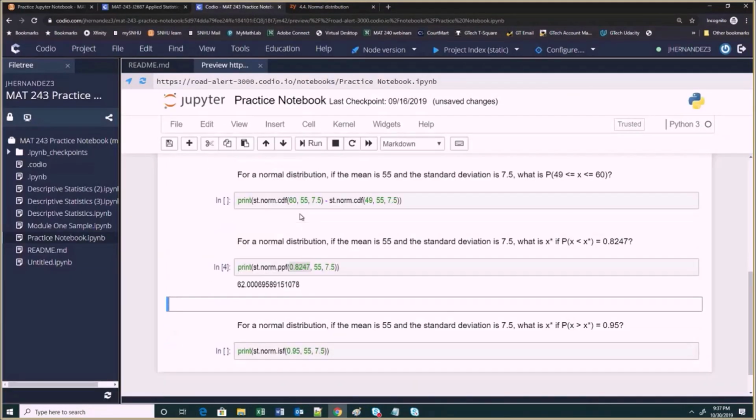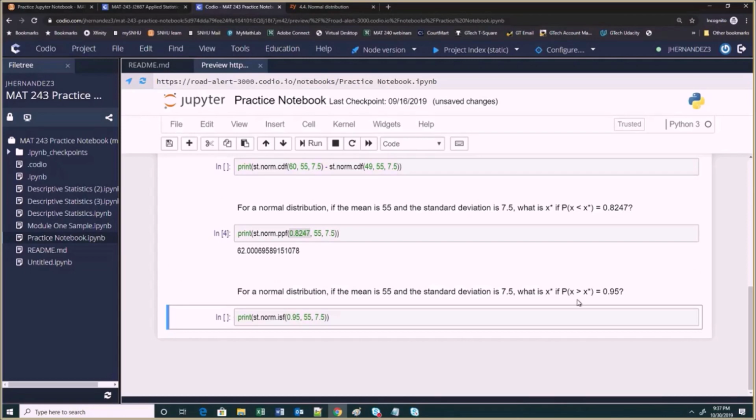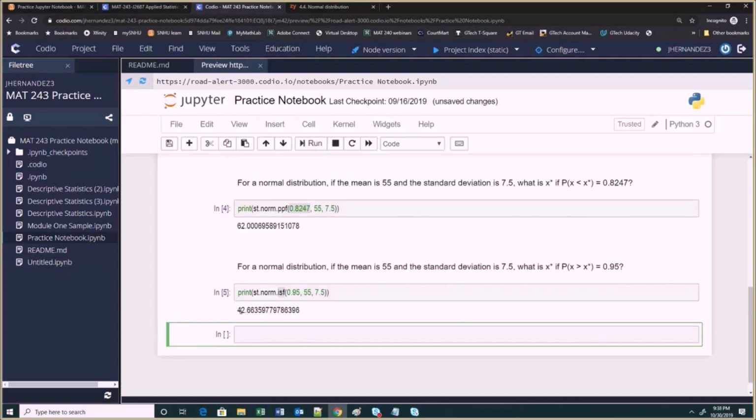All right, and then we'll do the last case, which is the greater than. Same distribution. What is the probability that a given x is greater than a critical value or a critical score? The probability is 0.95. So now we're using the greater than sign. So the area that gets highlighted is to the right of that critical value. So I'm going to use the ISF method. First input again is the probability, second is the mean, third is the standard deviation. I'll run this and I get 42.66.